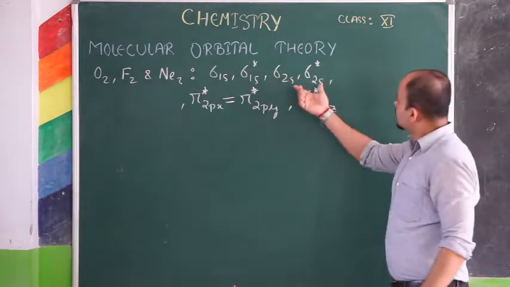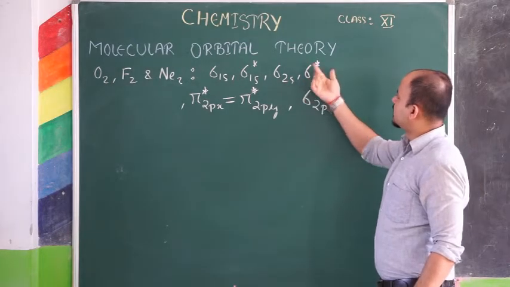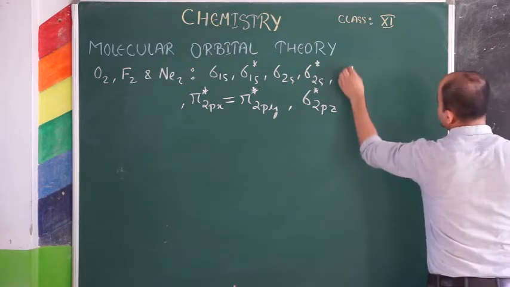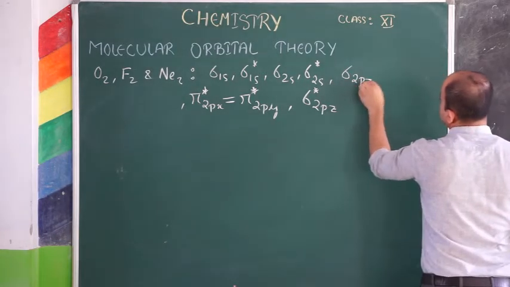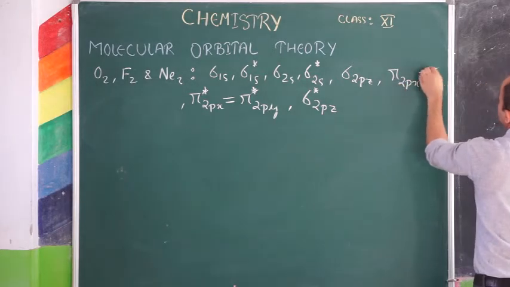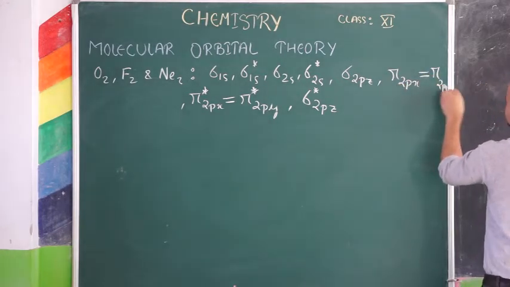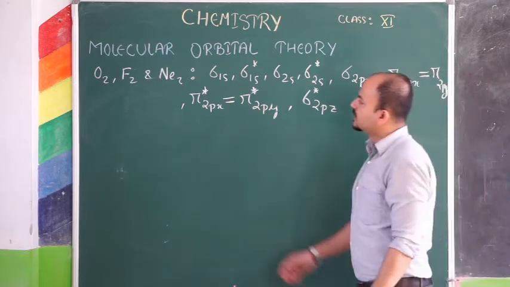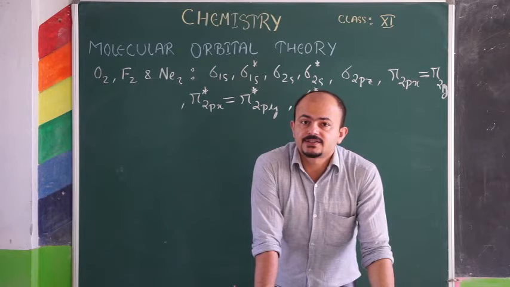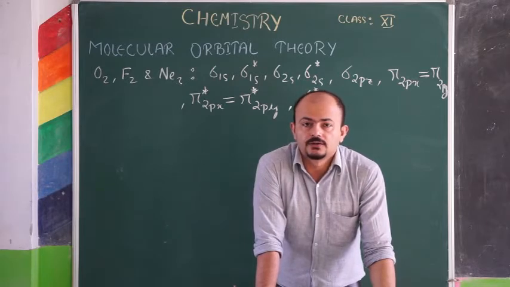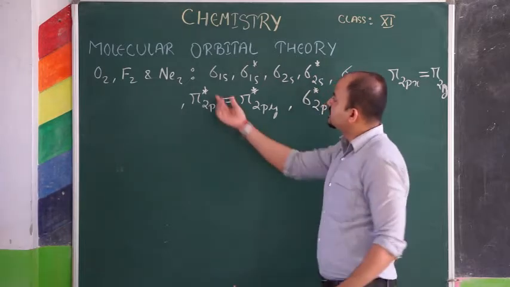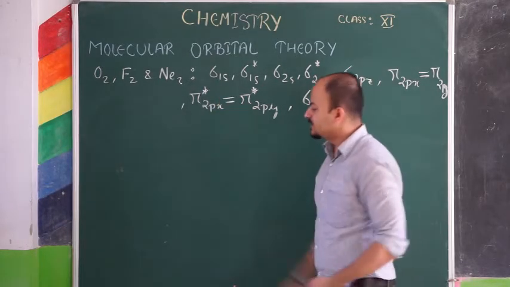So after sigma 2s star, what comes? Then comes the sigma 2pz orbital. Then only comes pi 2px, which is equivalent in energy with pi 2py. So this is the sequence of energy for molecular orbitals. Now, from this sequence, you can see that the sigma 1s has the lowest energy.